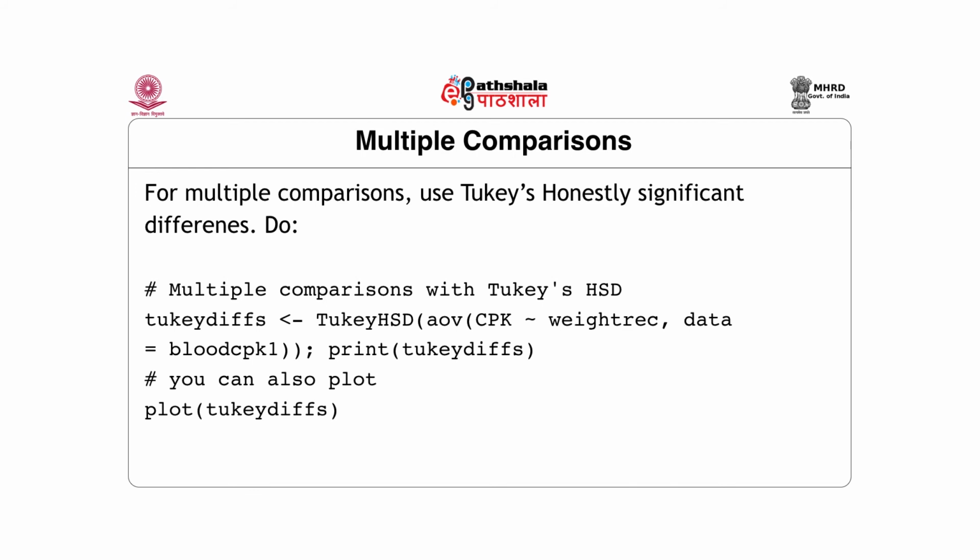And in the TukeyHSD, you actually use the aov, or analysis of variance function, for a regression kind of equation, which is CPK, then the squiggly mark, which is tilde, and then weight rec, and then you give the data, so data is equal to blood CPK. So when we do this, it prints out the Tukey's honestly significant difference. The best way to understand this is to actually plot it out and take a look at that plot. So here is the plot.